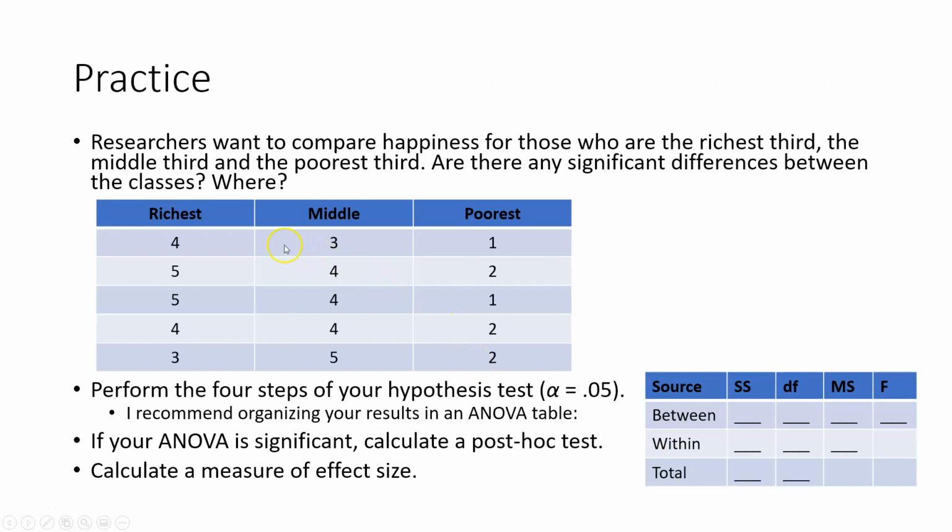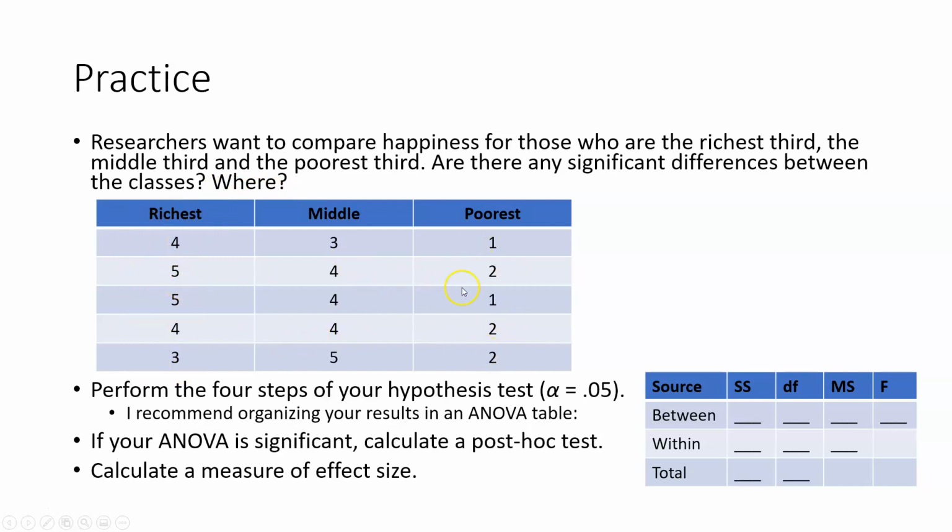Now, before we end our module here, I want you to work through one more practice exercise. In this situation, researchers want to compare happiness levels for those who are the richest third of Americans, the middle third, and the poorest third. Are there any significant differences between the classes? And where are they? Here are your data, the richest, the middle, and the poorest.